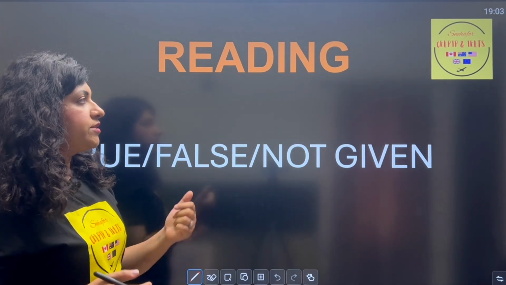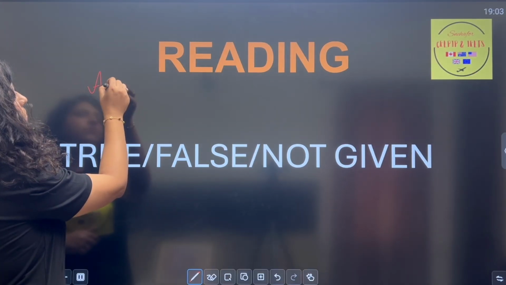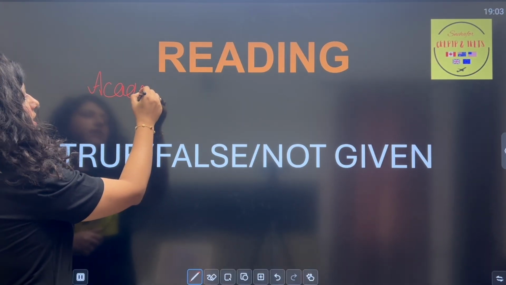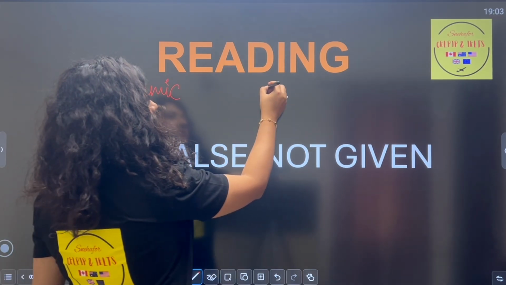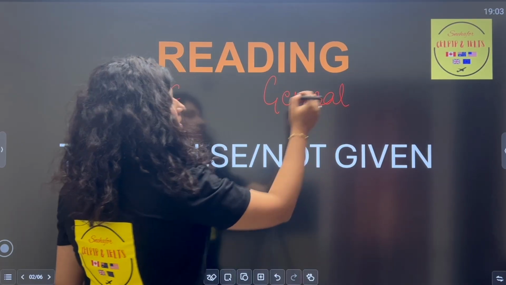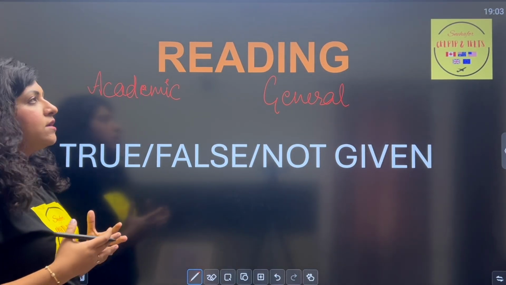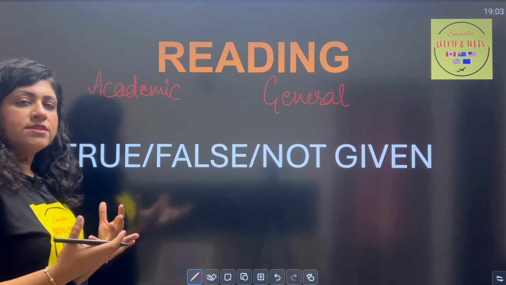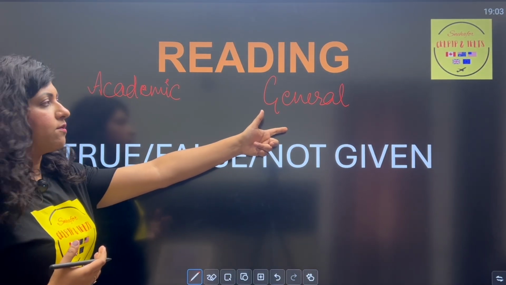Now, in that video, I have discussed that this examination is conducted in two modes. Number one is academic, and the second one is general. So there is this academic format of this examination, then there is this general format of this examination. Now, the reading section is a bit different in academic from the general one.